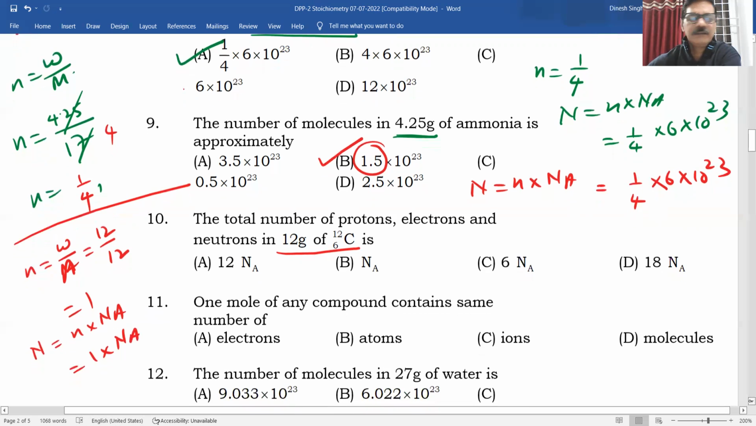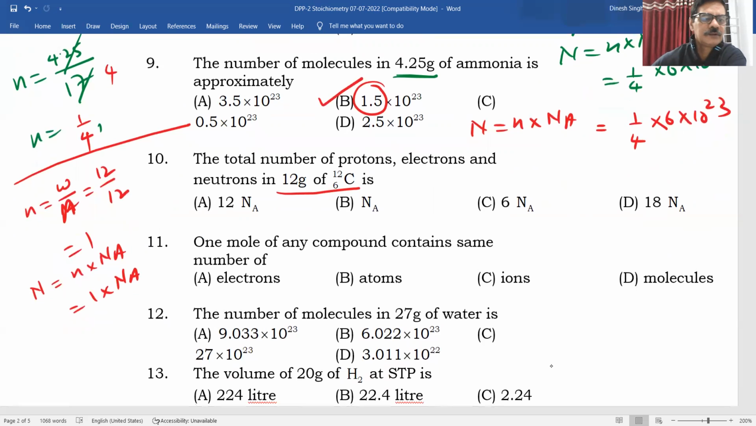Now we can see capital N equals how much? In each atom, how many electrons are there? How many protons are there? 6. Electrons are also 6. Neutrons are also 6. So 6 times 3 is 18. So this will be 18 into Na. That is, this answer is the correct one.